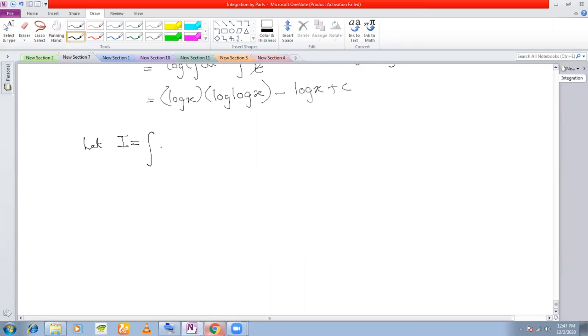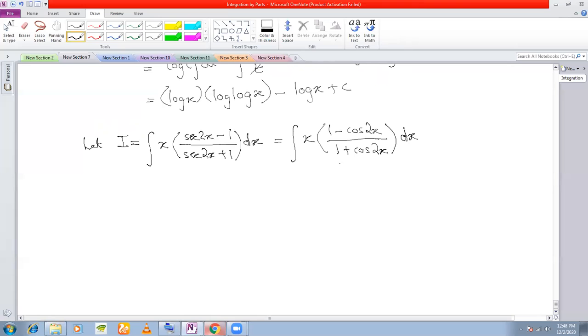Integral x times (sec 2x minus 1) by (sec 2x plus 1) dx. Okay. Now, first of all, here you change sec to cos in this integral. If you change sec to cos, what will it become? x times (1 minus cos 2x) by (1 plus cos 2x). Am I right? Yes, sir. You just write sec 2x is equal to 1 by cos 2x. Take the LCM in the numerator and denominator. This is what you're going to get.